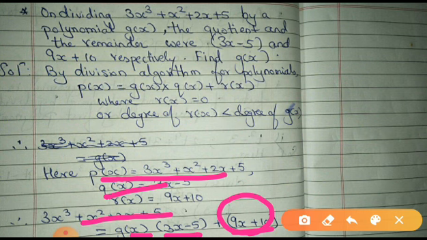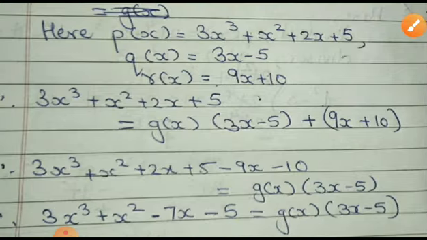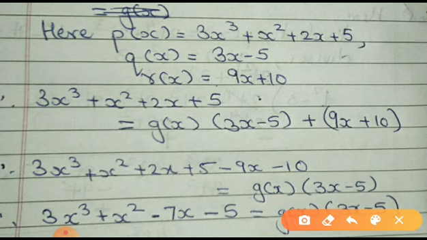So this remainder I can take to the left hand side, and the sign changes. So minus 9x, and this becomes minus 10. I will get 3x cube plus x square minus 7x minus 5 equal to g of x into 3x minus 5. That means in order to find g of x, what should I do? This polynomial should be divided by 3x minus 5.